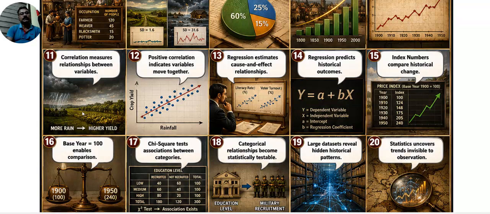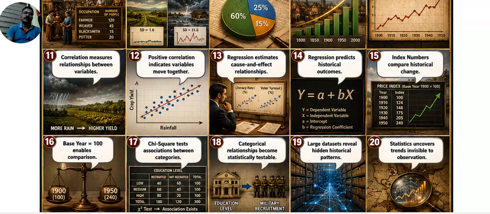So this is correlation, the degree of linear association, and this is regression: for a particular value of one variable, what is the average value of the other variable. The other variable is the dependent variable, because crop yield depends on rainfall. The independent variable is generally taken on the horizontal axis and the dependent variable on the vertical axis. Regression estimates the cause and effect relationship.